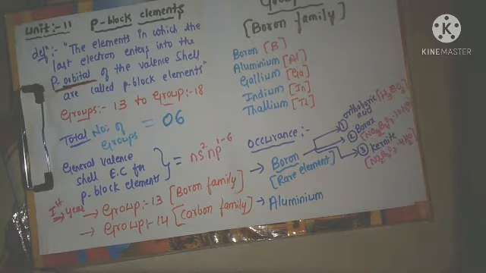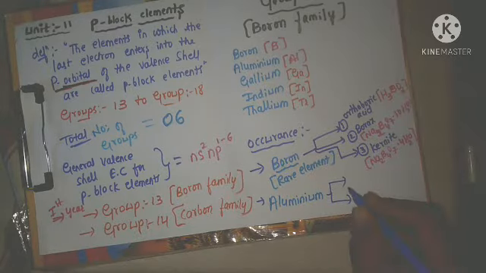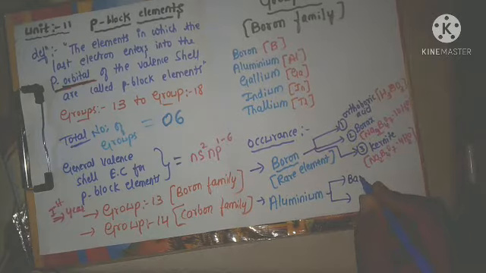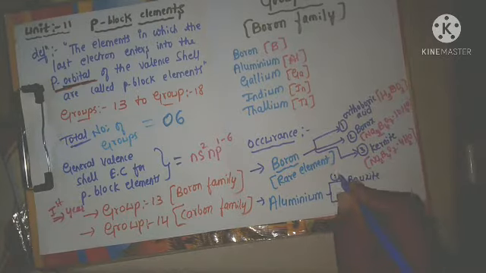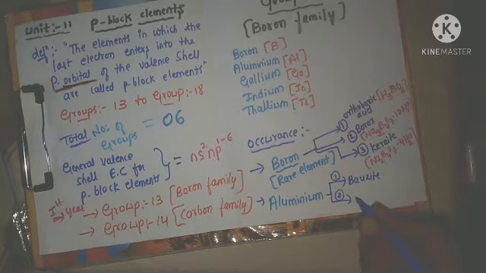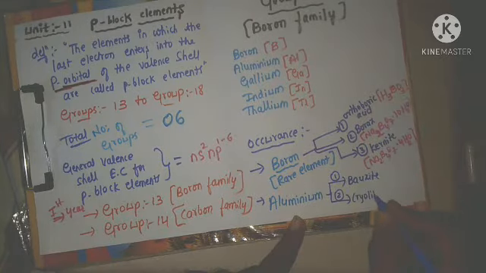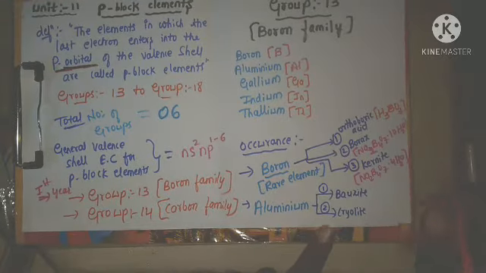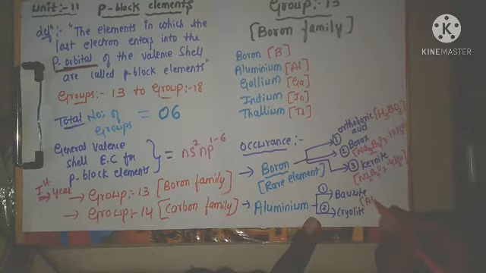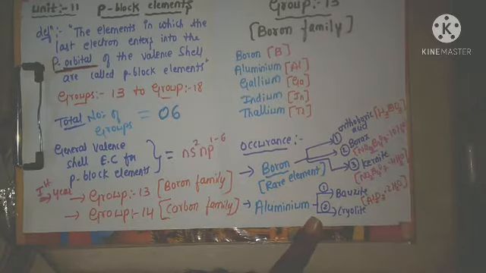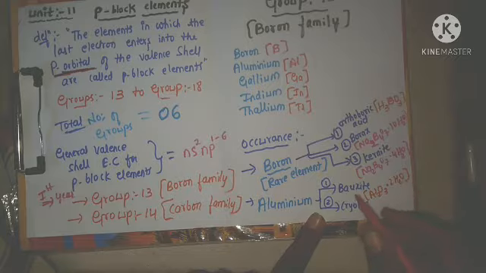Here aluminium is available, just check here, mainly in 2 forms. Right, now what are those? The first form is bauxite and the second form is cryolite. What is the formula of the bauxite? Bauxite formula is Al2O3 2H2O. This is the formula of the bauxite.